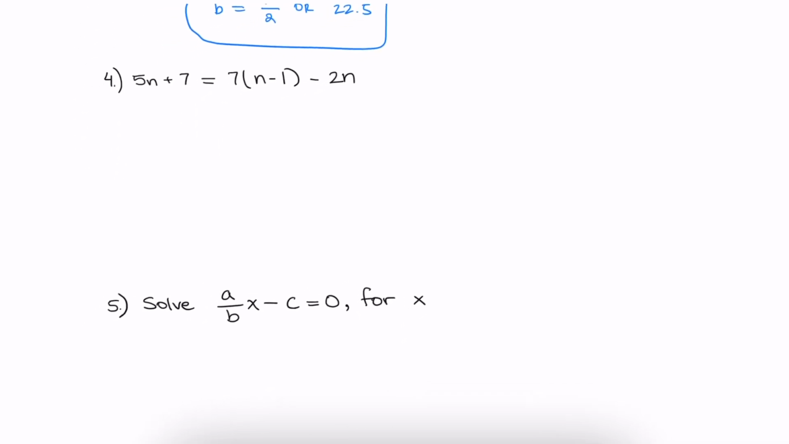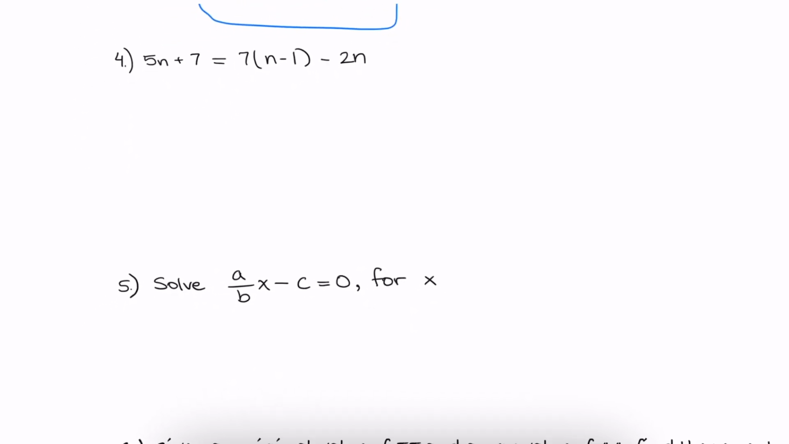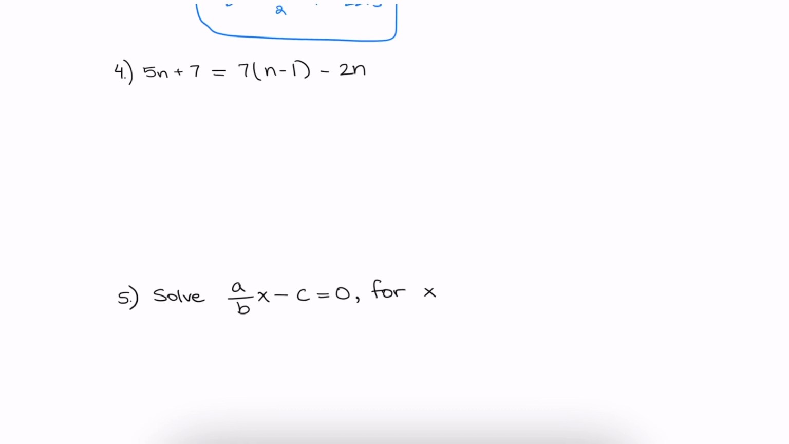Question 4 is a little bit long, but we have to solve for n in this equation. So I'm just going to expand everything out first. So 5n plus 7 equals 7n minus 7 minus 2n. So I get the 7n minus 7 right there from just distributing. And then now I'm just going to simplify. 5n plus 7 equals 7n minus 2n is 5n. And this is minus 7.